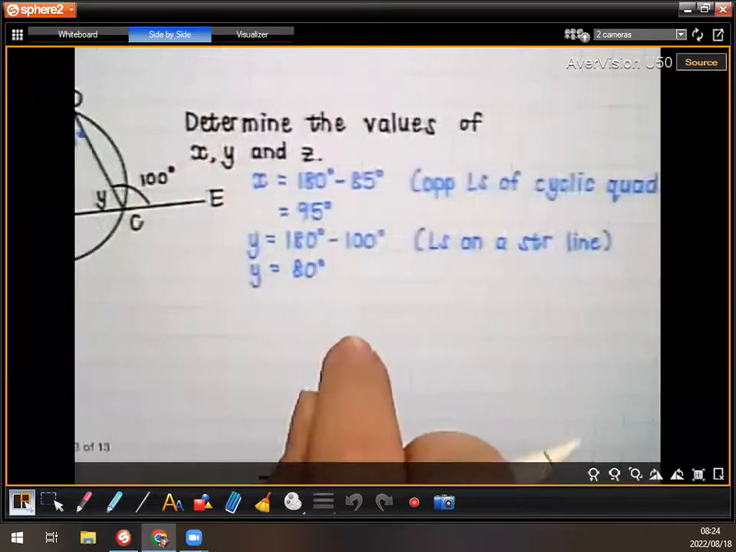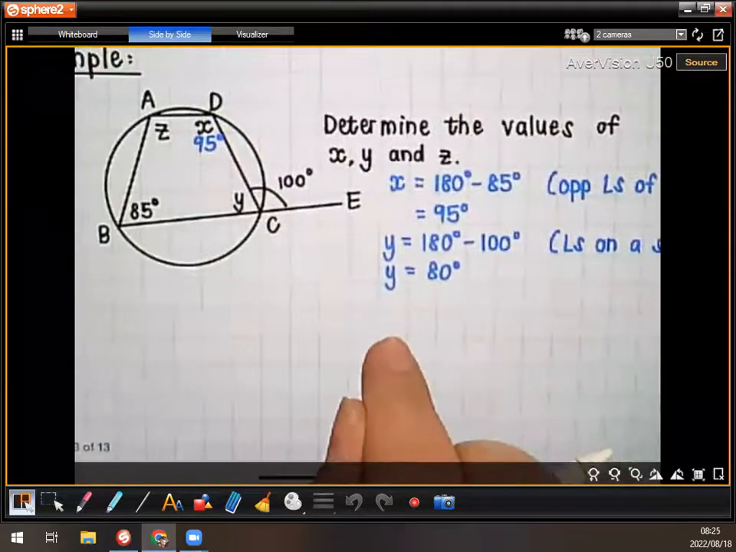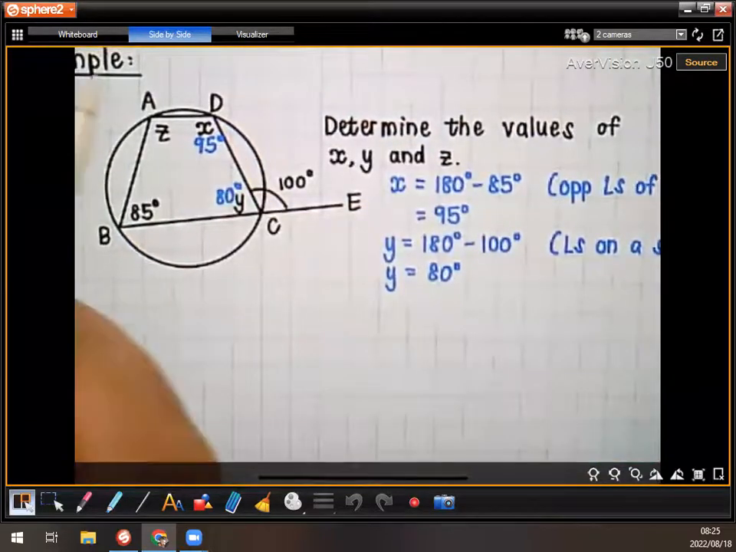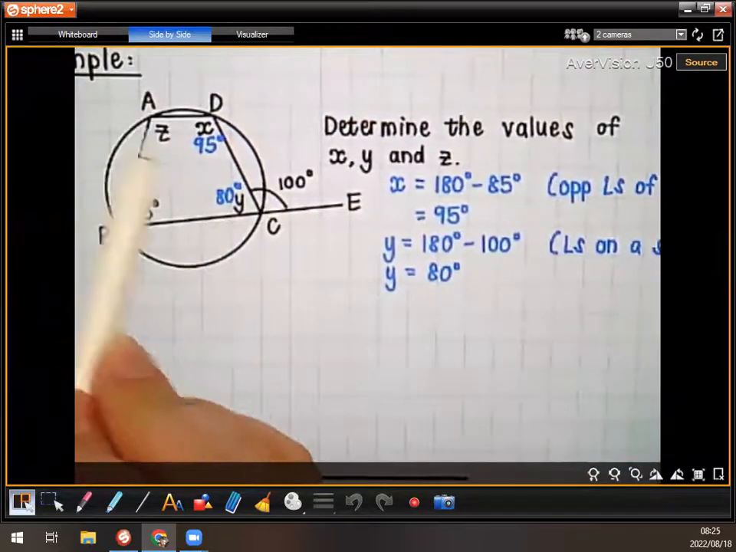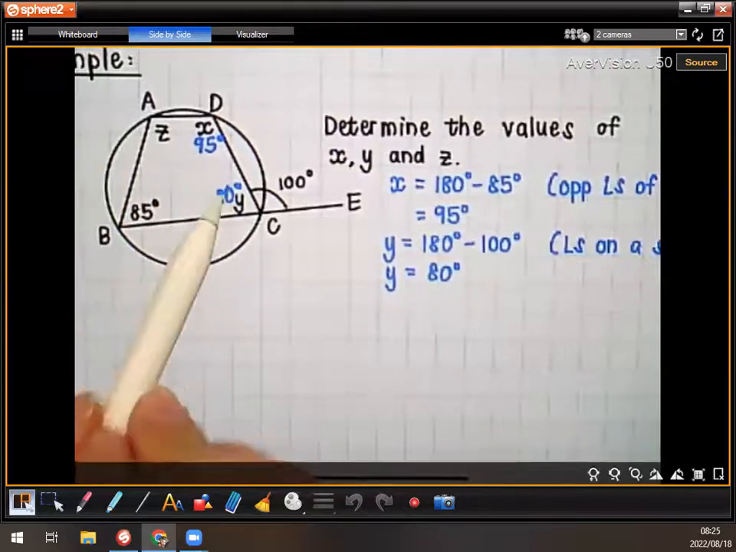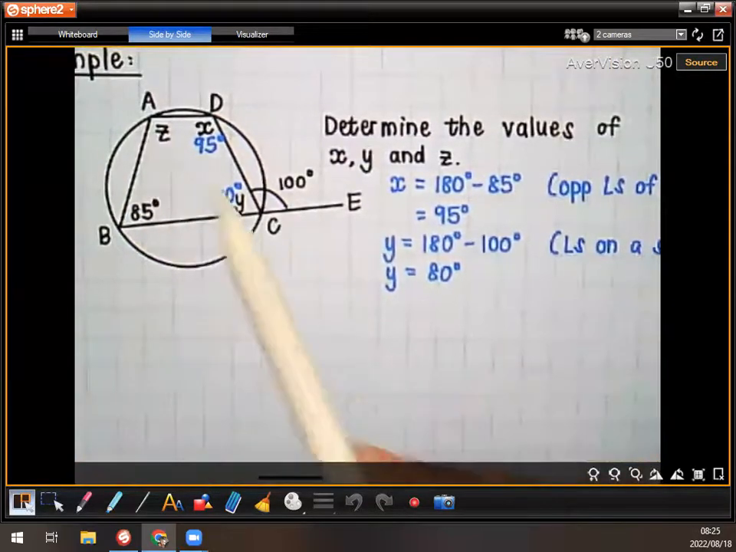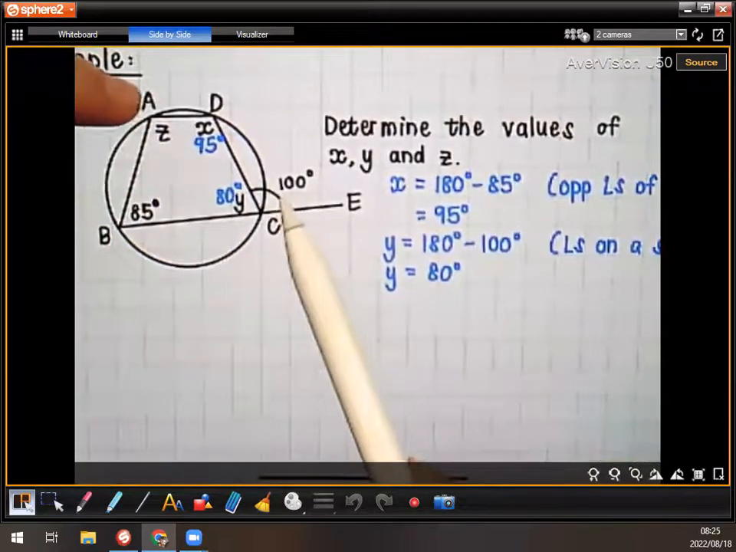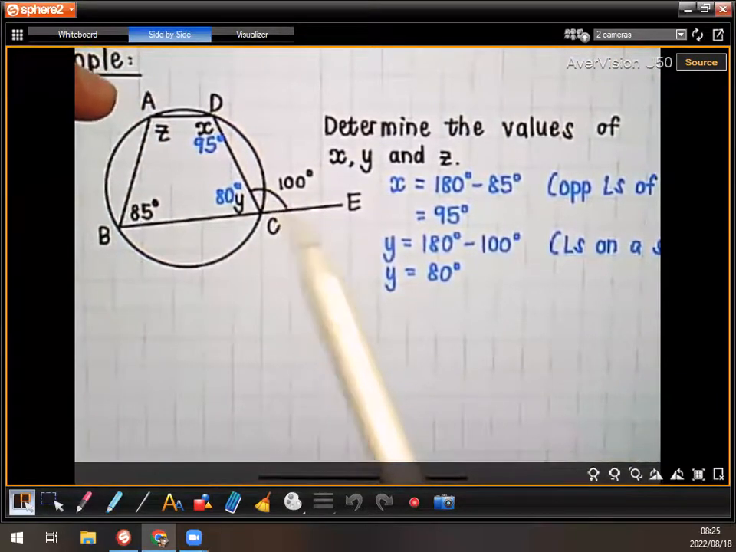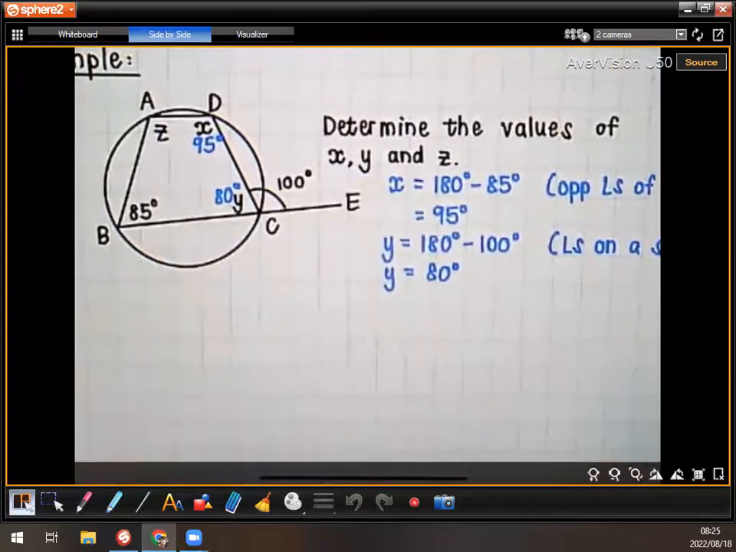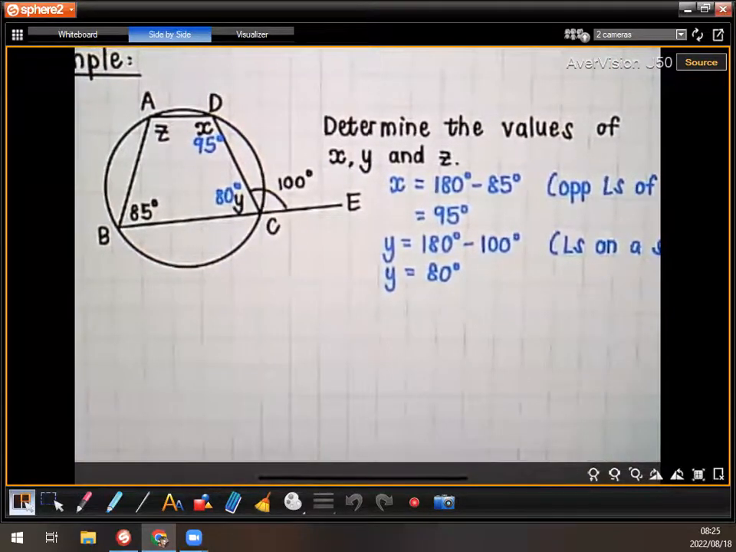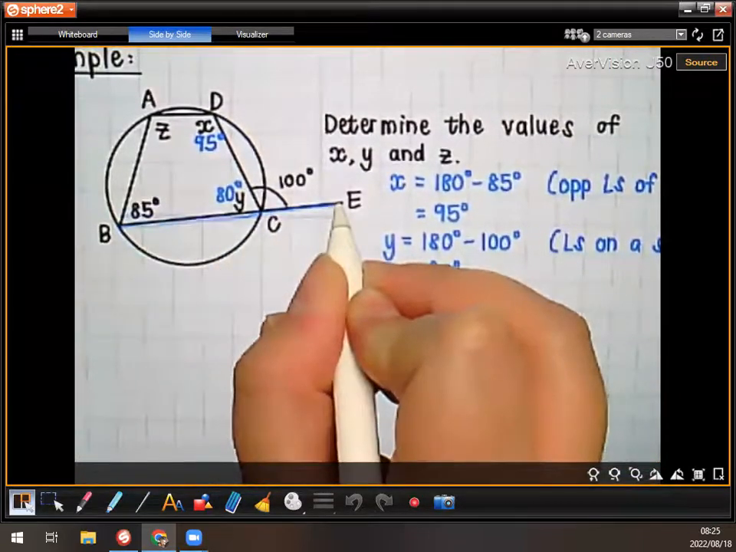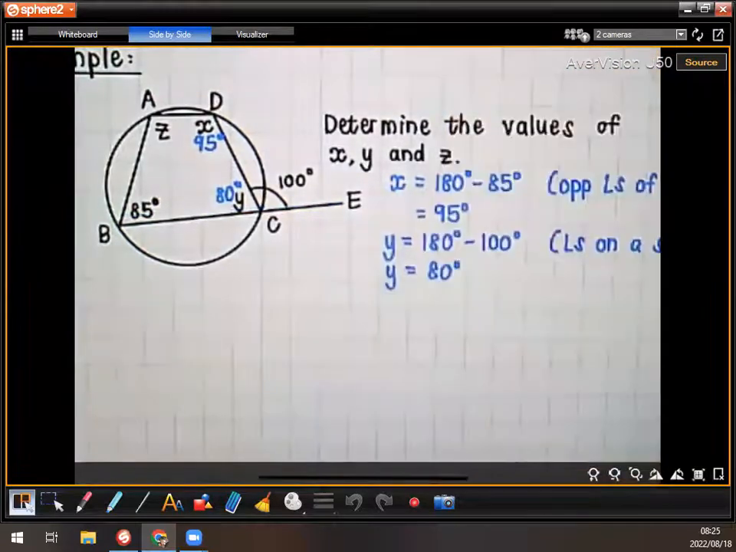And then if we wanted to find z, there are actually two things that we could do here. So I'm going to fill in my 80. We could have used opposite angles of a cyclic quad again, because z and 80 are now opposite, so z is going to have to be 100. Or guys, you could use the exterior angle of the cyclic quad. Now, just like with a triangle, an exterior angle is what happens when you have a side of the quad that's lengthened. Okay, we have to go.